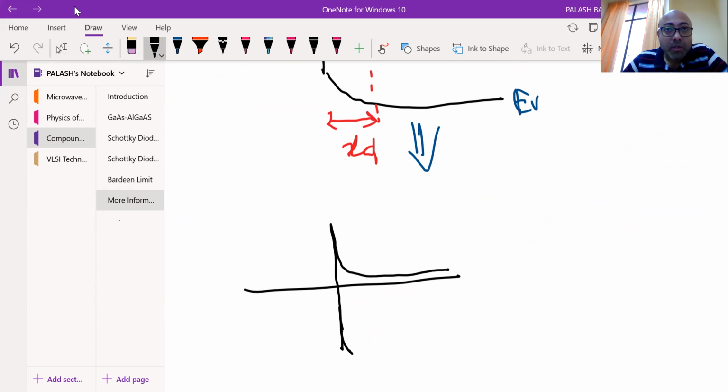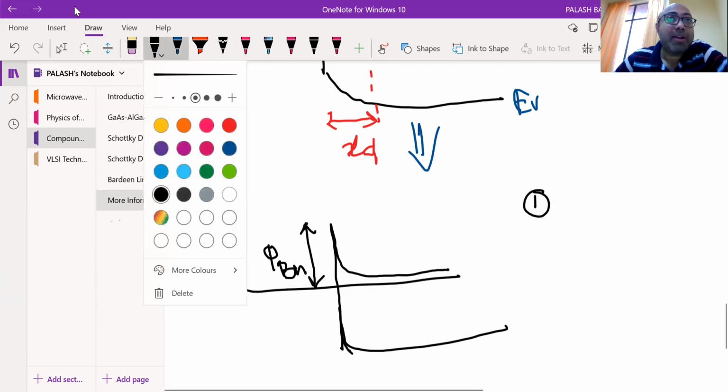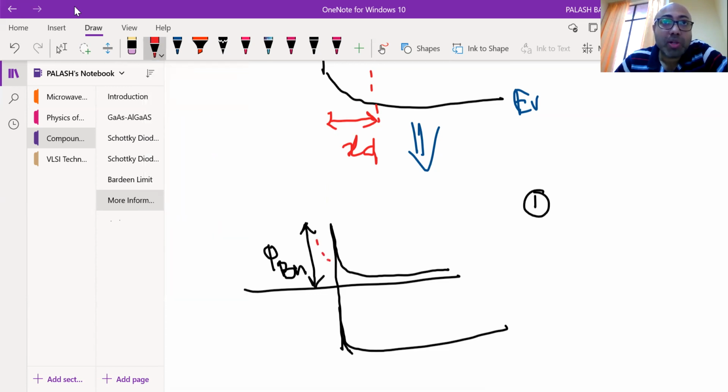Now you see, earlier your phi_BN is like that. But there are two theories over here. One thing, you see this part, it is so small, so thin. Electron can tunnel through it. Instead of jumping from here to here, electron can tunnel through it. One theory is like that. It's called the tunneling theory.